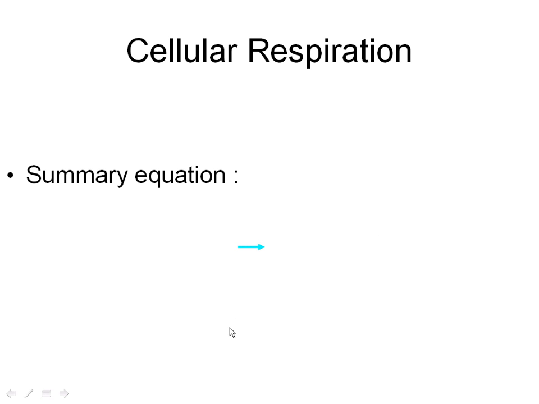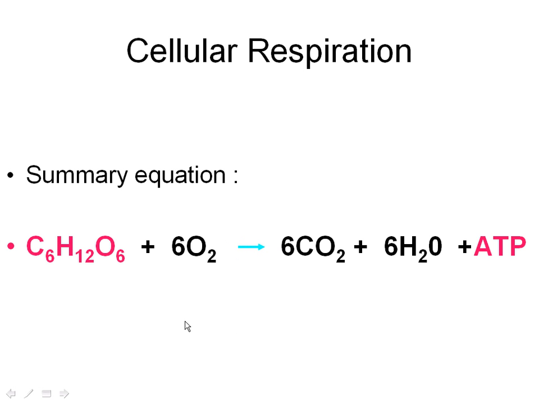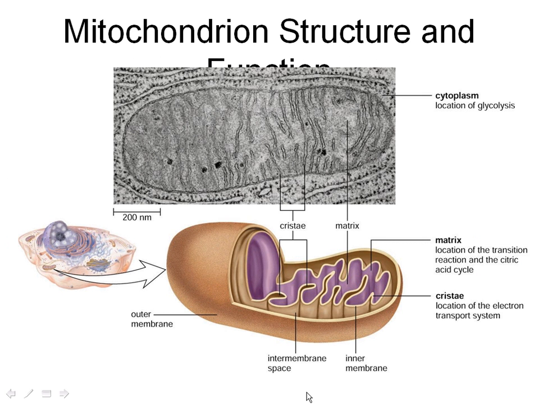Okay, if you look below, here's going to be the summary equation for cellular respiration. Glucose, which is C6H12O6, plus oxygen, 6 O2s, will yield the products 6 carbon dioxides plus 6 water molecules and ATP. And remember, with the ATP, there are 36 to 38 molecules of ATP.